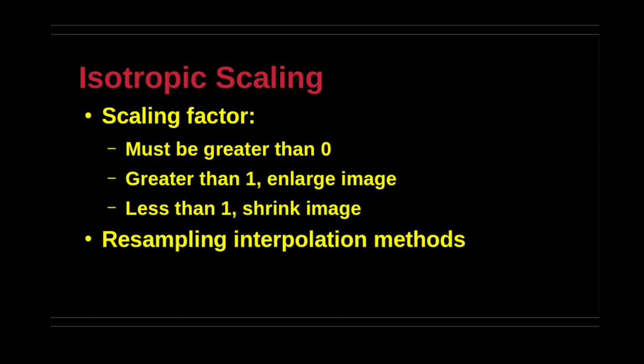Isotropic scaling preserves the image's proportions. The choice of interpolation method significantly affects the image quality, especially when downscaling. For upscaling, bilinear and bicubic interpolation often produce better results than nearest neighbor.